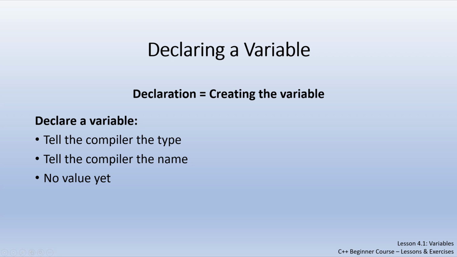Declaration is the process of creating a variable. When you declare a variable, you tell the compiler what type it is and what name it has. At this point, the variable exists, but it doesn't necessarily have a value yet. It's like creating an empty box with a label on it.